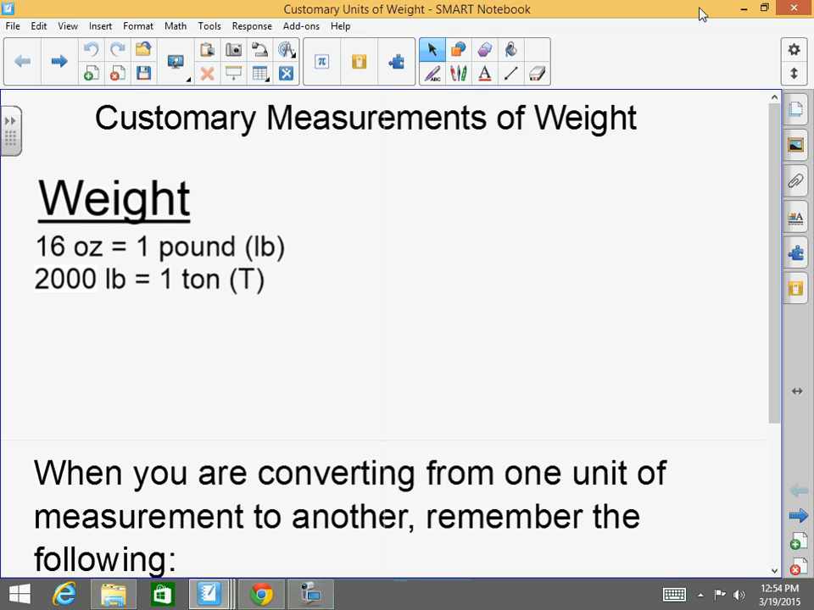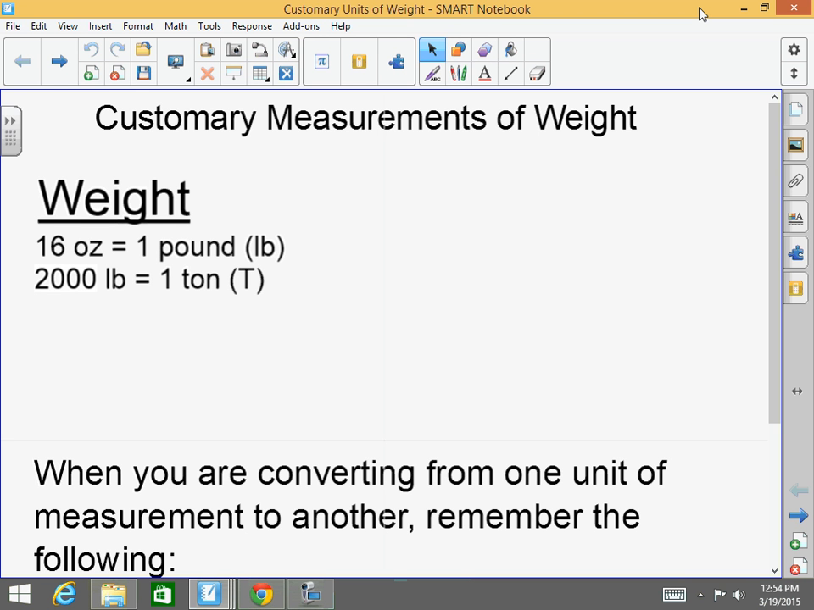Today we're going to be talking about customary measures of weight. We already learned about customary measures of length, but now we're going to be talking about customary measures of weight. And with weight, there's a lot less to memorize. With length, it's not that it was hard, but there were a few different ones. You had to learn inches to feet, feet to miles, yards and feet. So there were quite a few that you had to learn. But for today, we're just going to be talking about weight.